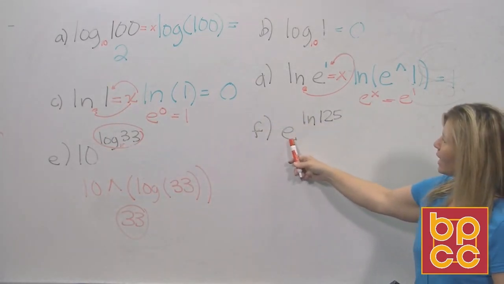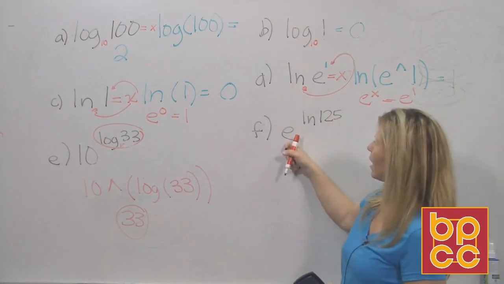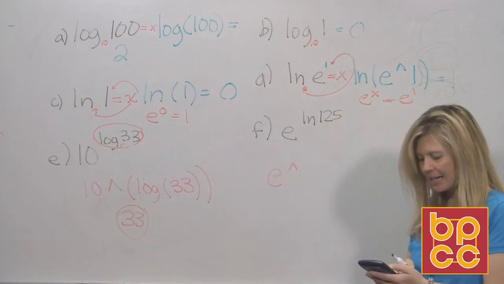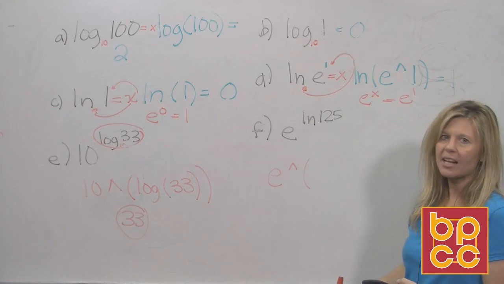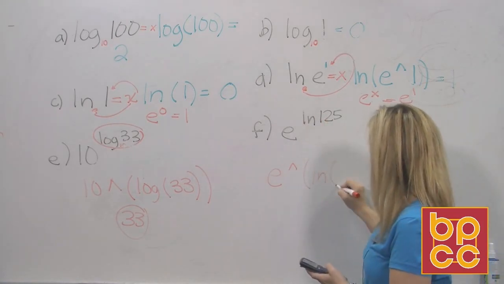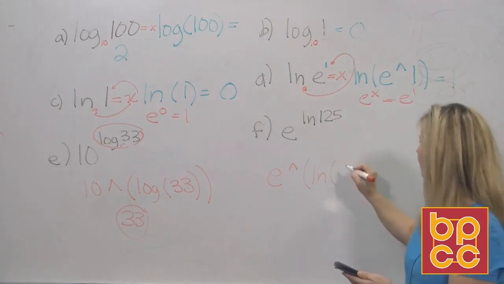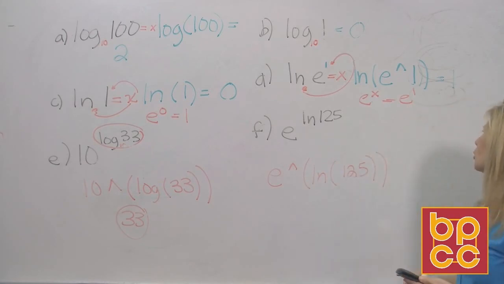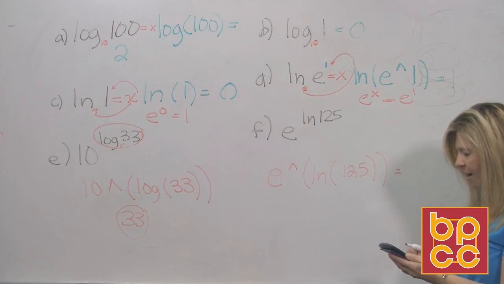Let's do the last one. If I read it, I read e to the natural log 125. So how do I get an e on the screen? I hit second ln. So I type second ln, it puts the e on. It opens a parentheses. What's in the exponent spot? Natural log, so I hit ln. It opens a parentheses. What's behind the natural log? 125. My calculator opened 2 parentheses, so I closed 2 parentheses. I hit equals. What did you get out, guys?